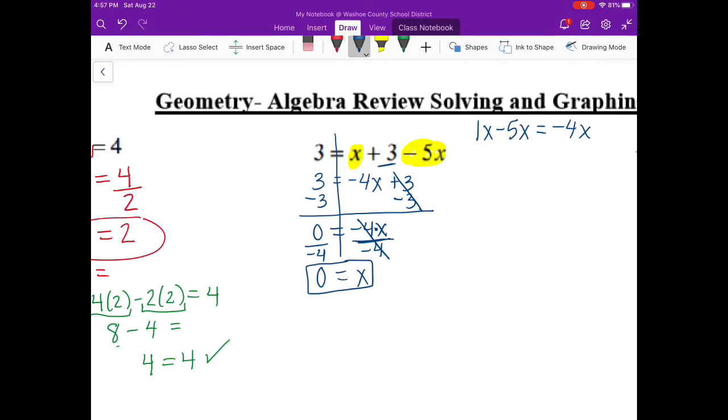Okay, you can obviously go back and substitute to make sure this works. So 3 equals 0 plus 3 minus 5 times 0. Negative 5 times 0 goes away, so then I end up with 3. 0 plus 3 is 3. And that ended up working.